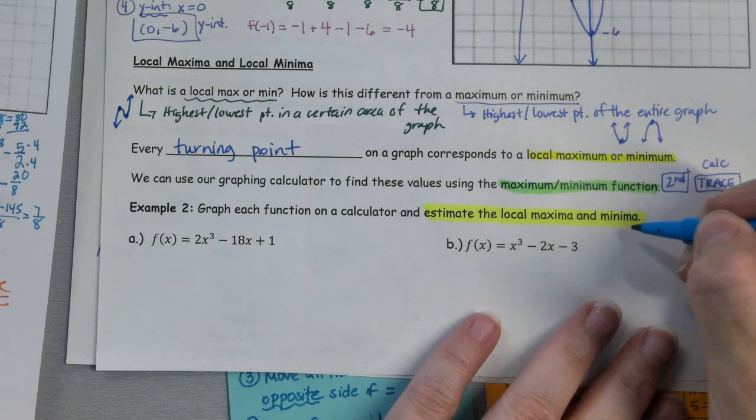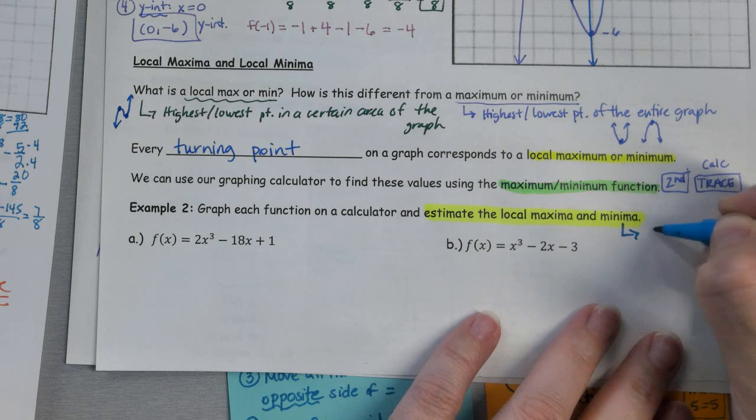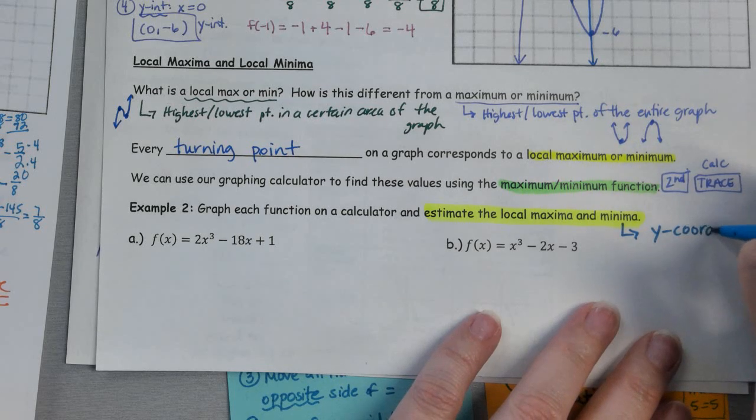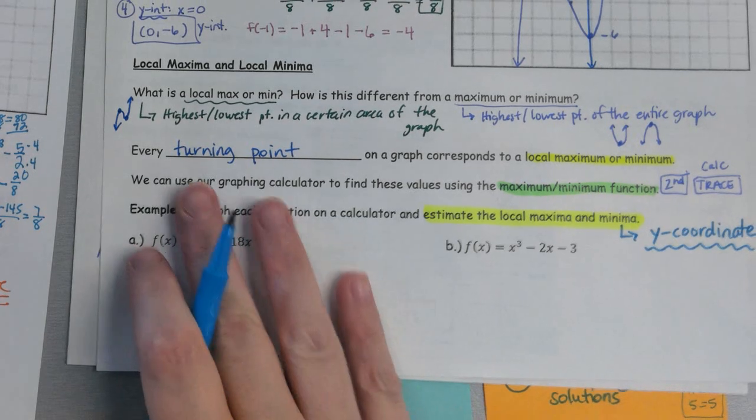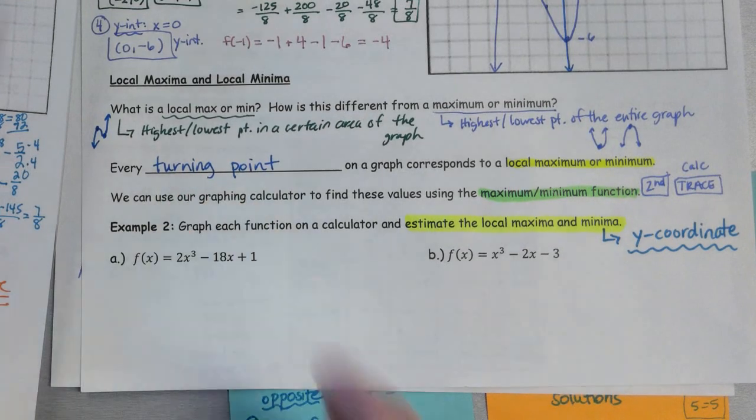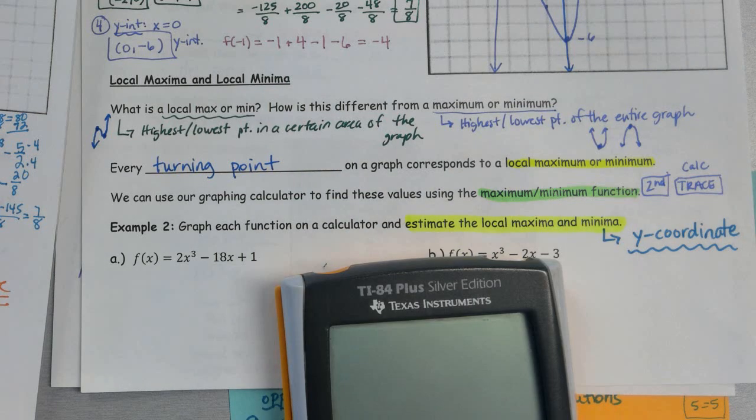Yeah, it is. Okay, so it is the y coordinate, so you're not going to put the x down. When they're asking for the local maxima or minima, it's the y. Okay, so we'll go ahead and graph A together.